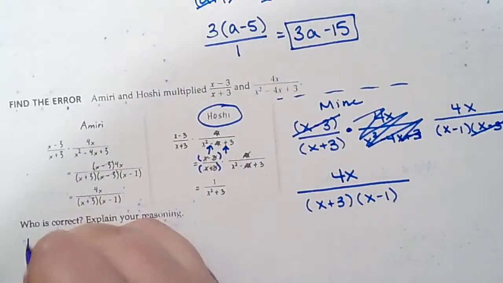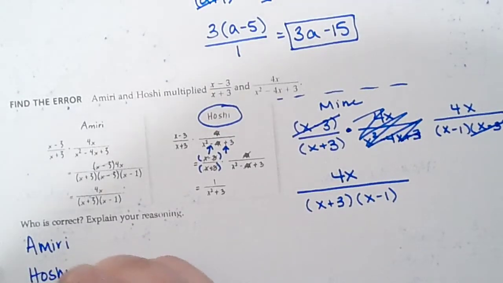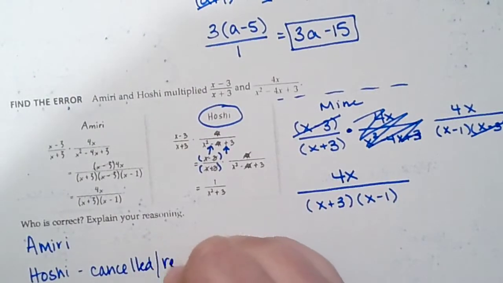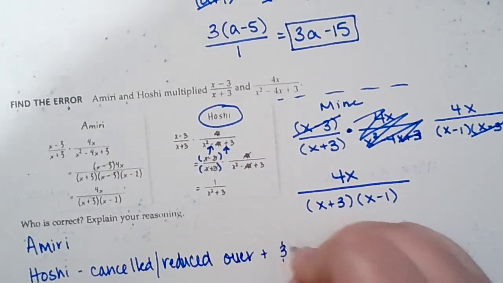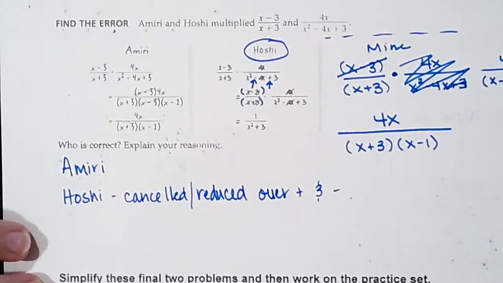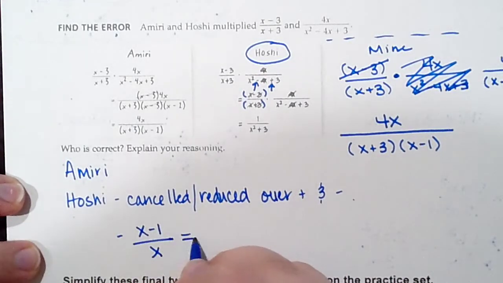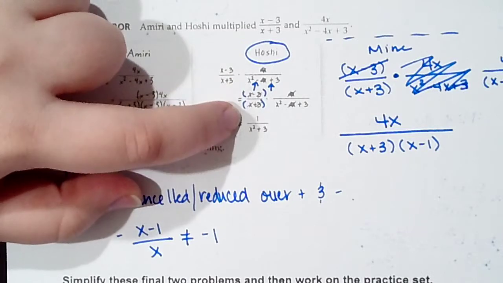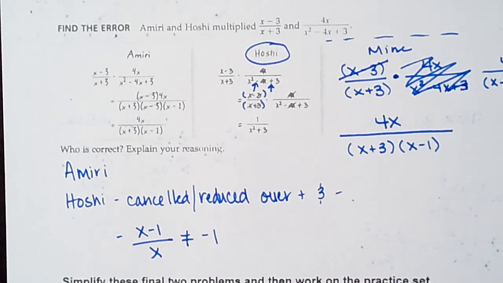So, who is correct? Amiri. And why? Hoshi, first, he canceled/reduced over addition and subtraction. That's bad. That doesn't work. Second, the way that I would write this is x minus 1 over x does not equal negative 1. I know that's not really an explanation, but it kind of shows the error that he made when he canceled x divided by x when there was a minus and an addition in the middle. So he made 2 pretty big errors.